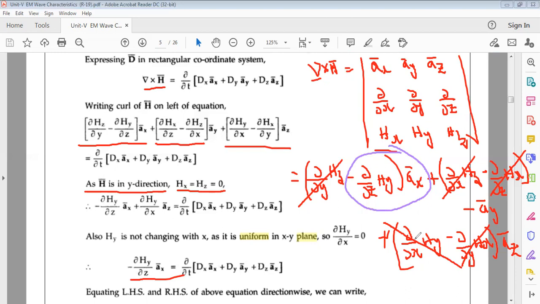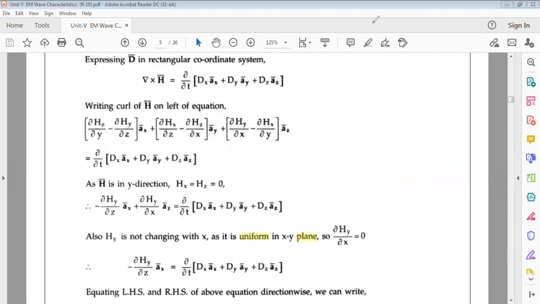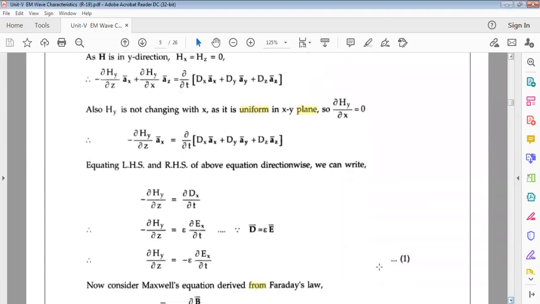and the magnetic field and the electric field not varying with respect to x, it varies with respect to z only. So dou Hy by dou z into ax bar is equal to dou by dou t of Dx ax bar, Dy ay bar and Dz az bar. Understood, my dear students? Now, comparing only the ax terms, LHS and RHS, remove the y terms and the z terms, we have dou Hy by dou z is equal to dou Dx by dou t.